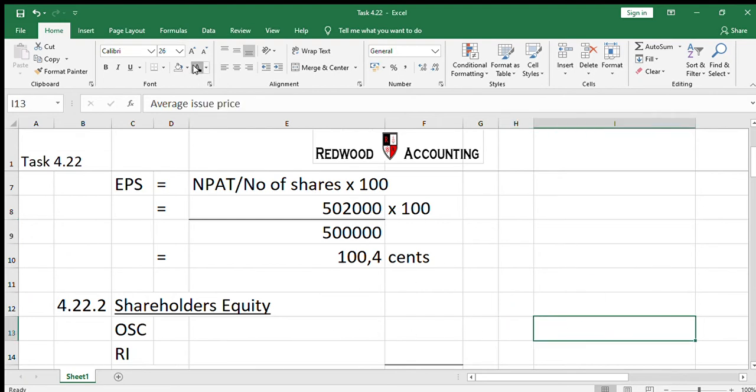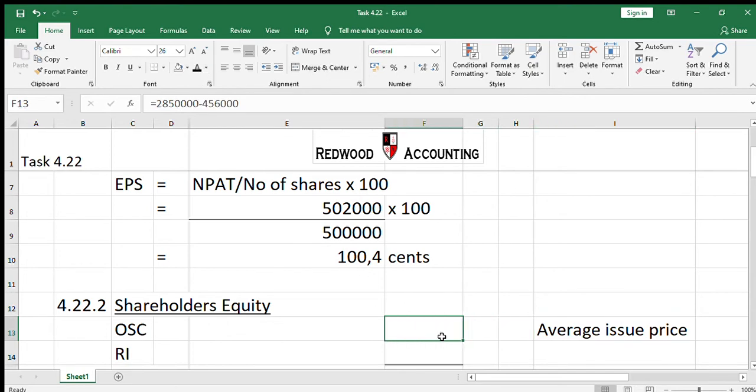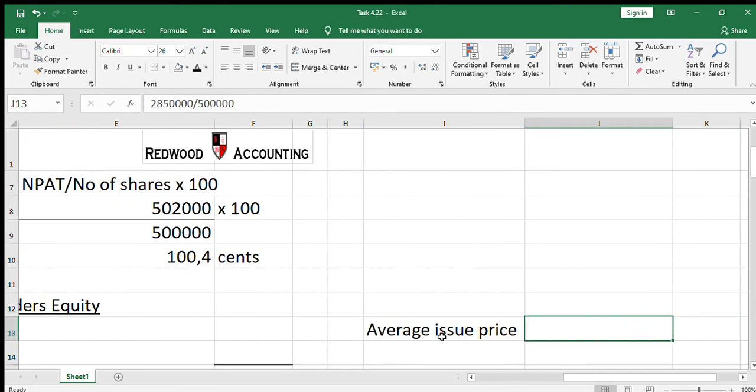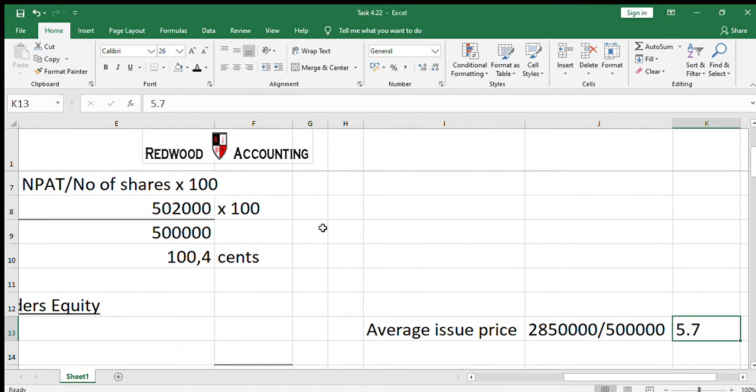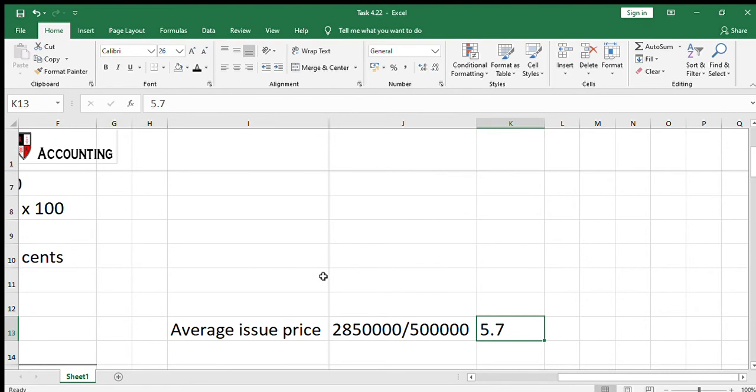Remember, whenever there's a repurchase of shares, we calculate the average issue price. And the average issue price, how would we get it in this case? We would take the ordinary share capital, which is 2,850,000, and divide it by 500,000 shares to get an answer of 5 Rand 70. So our average issue price is 5 Rand 70.